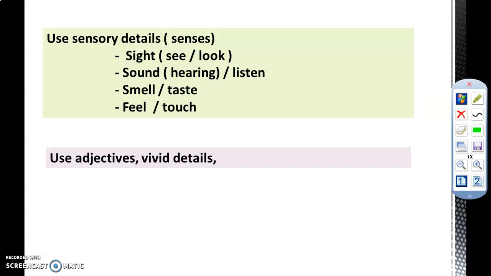Well, we have to use what we call sensory details, or we use words related to our senses, what we see or look, sight, that's what we call by sight, what we hear or what we listen, what we smell, what we taste, what we feel, and what we touch. So we have to use words related to this, to our senses, or what we call sensory details. And at the same time, we have to use adjectives.